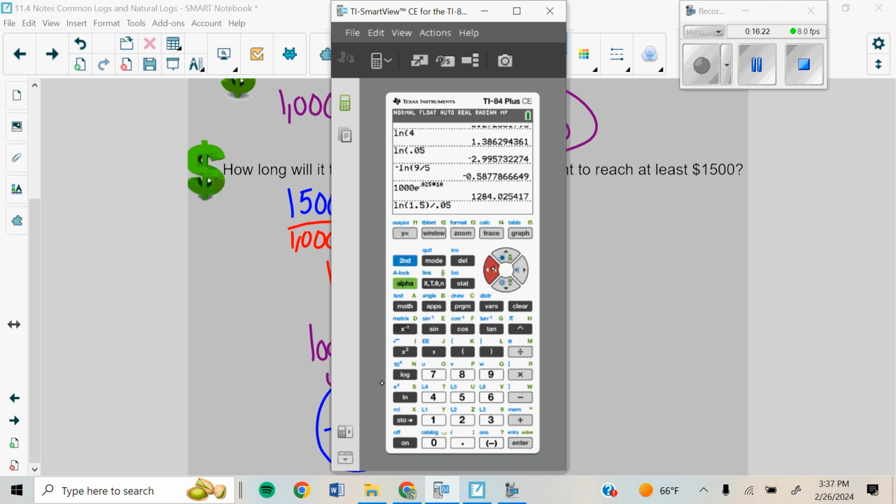Oops, missed my 2. All right, so we get just over 16 years, 16.219. Okay, so make sure that you're doing this. If you are going into your y equals, you're going to be able to tell me, well, sometime after 16 years, but we are able to accurately find that. So go ahead and make sure that you do that.